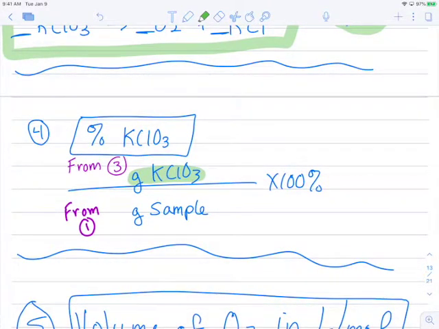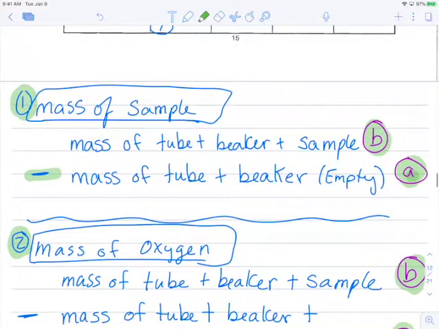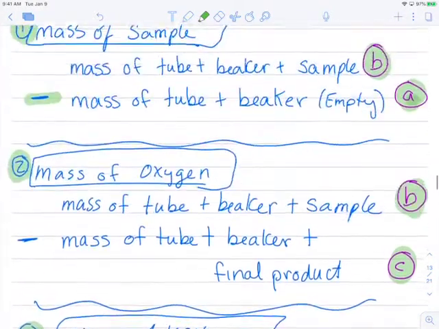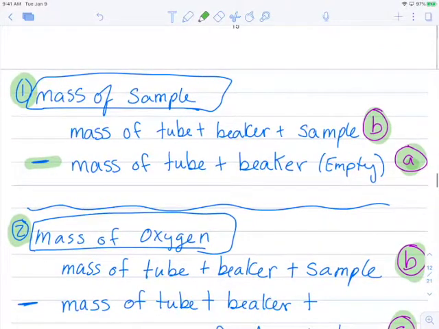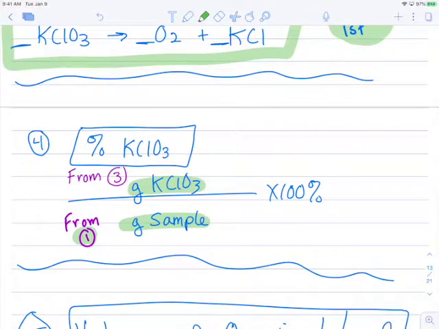And then you're going to divide it by the grams of your sample, which is from number 1. So number 1, way up here, is this right here. So what we want to do is determine how much KClO3 was in your original sample. So again, you're taking your answer to 3, divided by your answer to 1, and then multiplying it by 100 to get into percent.